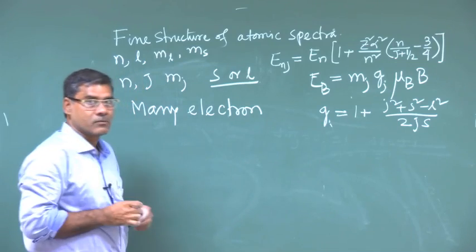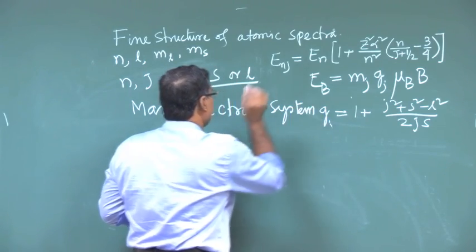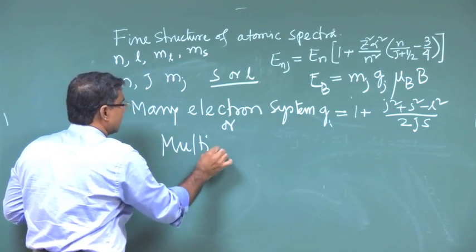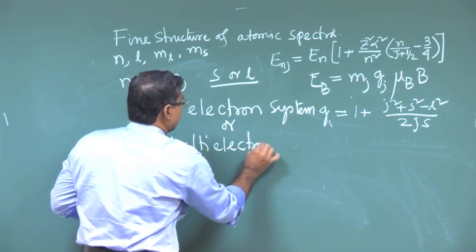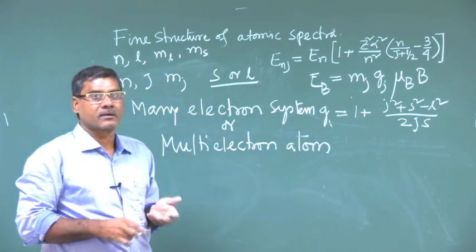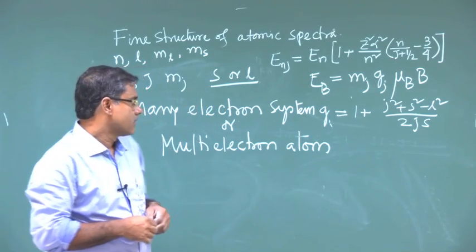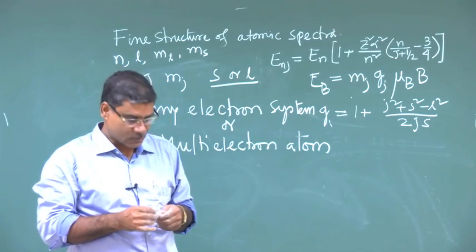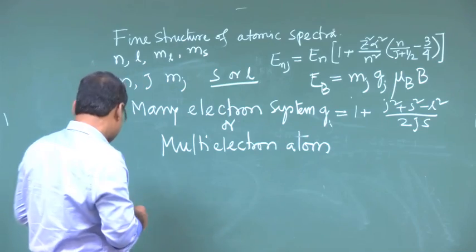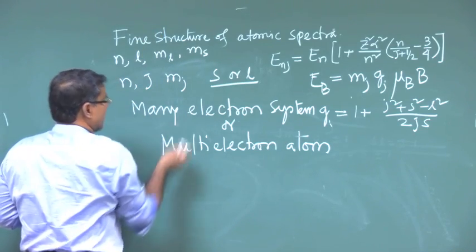Or multi-electron atom, many electron system, or we say multi-electron atom. So, more than one electron in an atom. So, then what about the spectral lines of those atoms? So far we have seen the spectral lines for a single electron system, we have studied the single electron system.